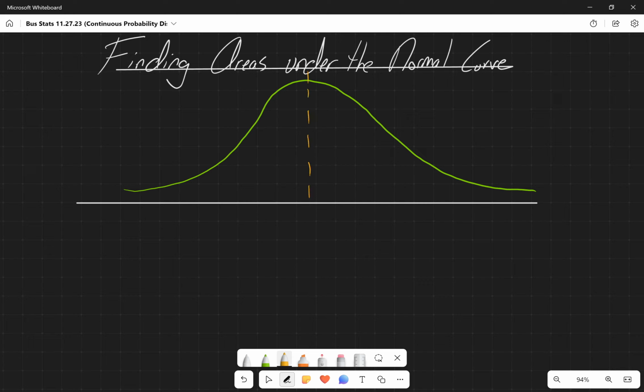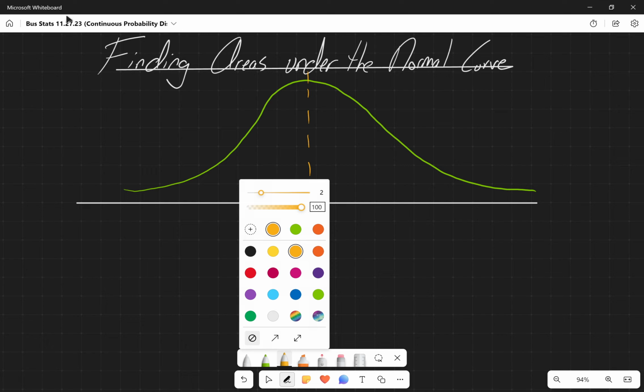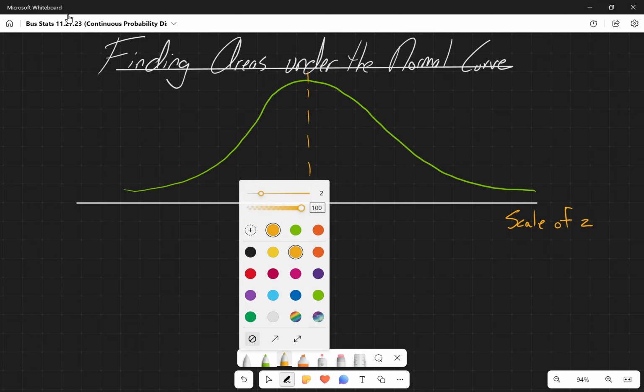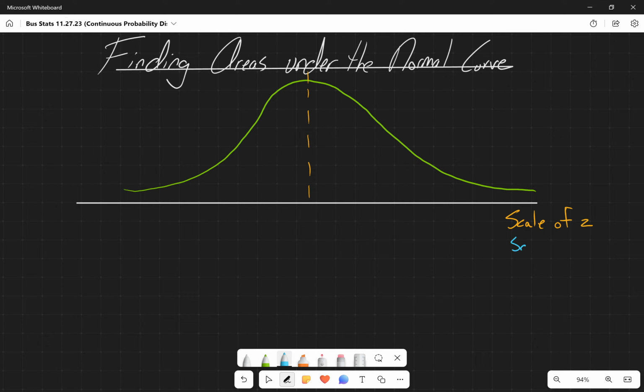So there's a couple different ways that we can scale this, right? We can scale it using our dollars, and we can scale it using z. So let's do blue for dollars, since we used green for the line. And so we know that this mean, right? We were told that this is $1,000.